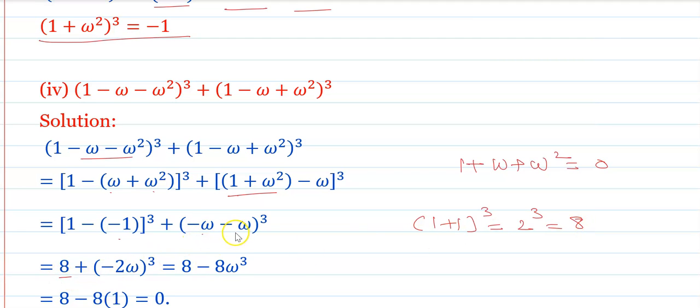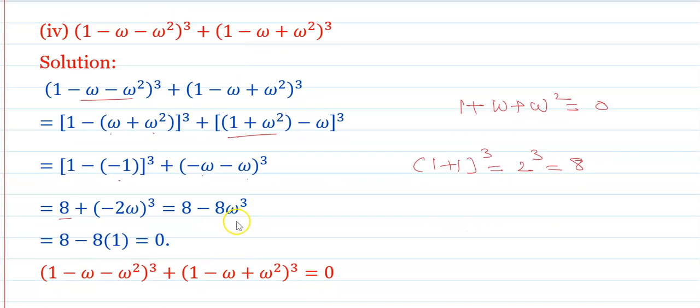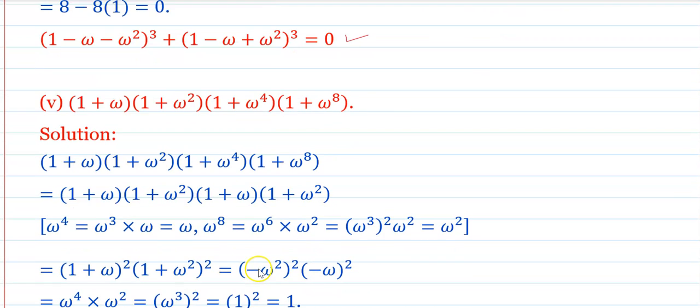Minus omega means what? Minus 2 times omega bracket raised to 3. Minus 2 omega bracket raised to 3 means what? Minus 8 omega cube. Again, omega cube is 1. The value of omega cube is equal to 1. 8 into 1, you will get 8. 8 minus 8, and hence it is 0, and hence the result.